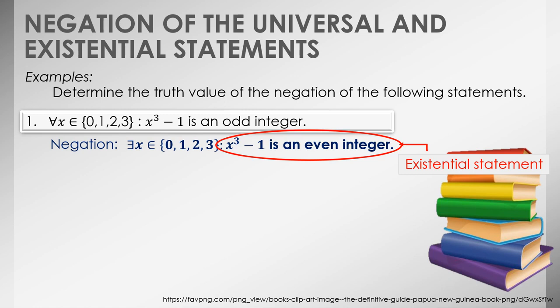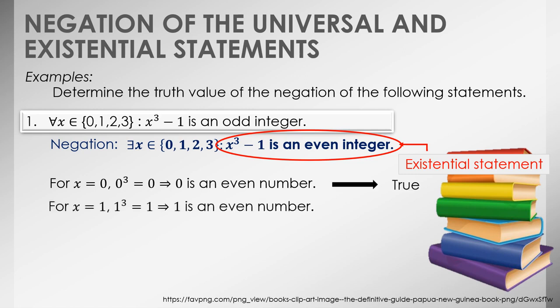To start with, let us have the first value when x is 0. By substituting, we have this. Note that 0 is considered to be an even number. Hence, when x is 0, the statement is true. Moving on, when x is 1. By substituting the value, we have this result. We know that 1 is an odd number, hence it is not even. Therefore, the resulting statement is false.